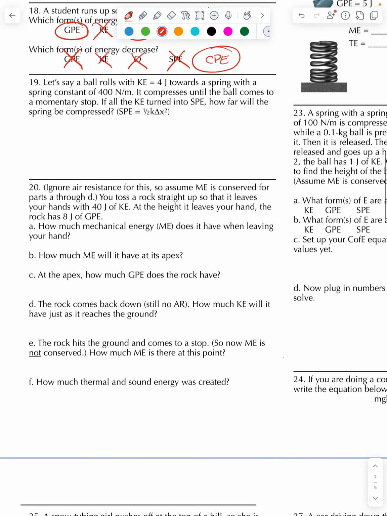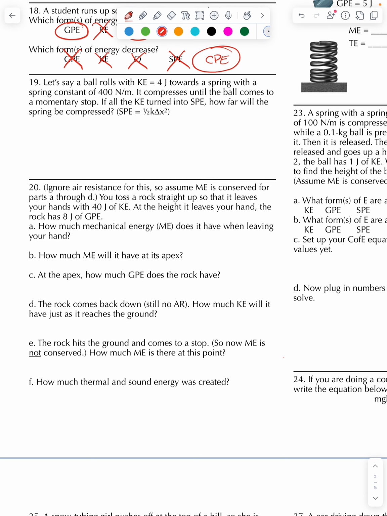Okay, let's move on. 19, here's, I guess, another SPE problem. Let's say a ball rolls, oh, we're getting to conservation of energy here, so I'll just do this when I get to mechanical energy for number 20. Let's say a ball rolls with 4 joules of kinetic energy towards a spring that has a spring constant of that. It compresses the spring until the ball comes to a momentary stop before it springs back the other direction. If all the KE turned into SPE, so we're going to assume no heat was created here, so we're just having conservation of mechanical energy, as I'll talk about in number 20.